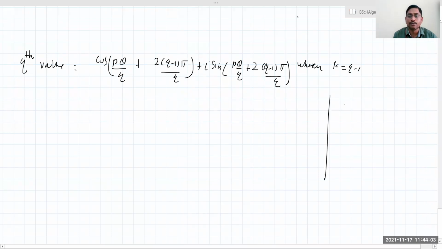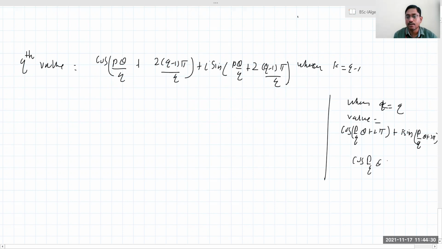In just rough, I'll show you. When k equal to q, you get cos of p by q theta plus 2 pi q gets cancelled, plus I sin p by q theta plus 2 pi. Since it is a periodic function, it is just cos of p by q theta plus I sin p by q theta. So this value is nothing but the first value. And when I take k equal to 1, I'll get again.